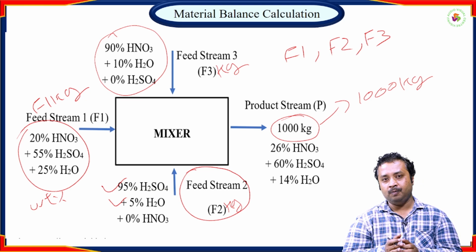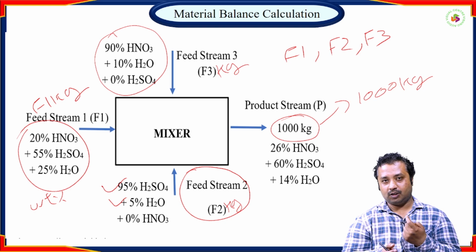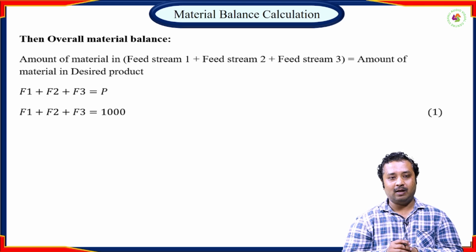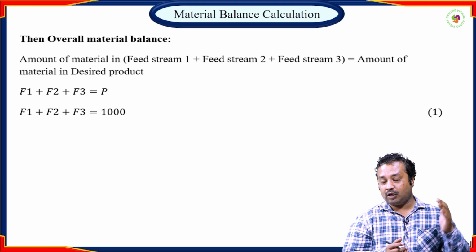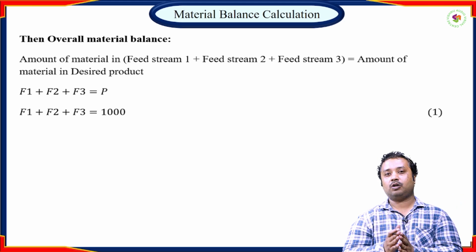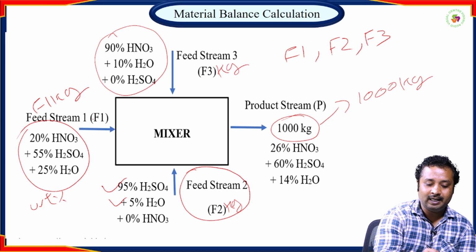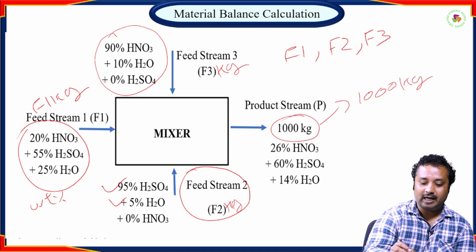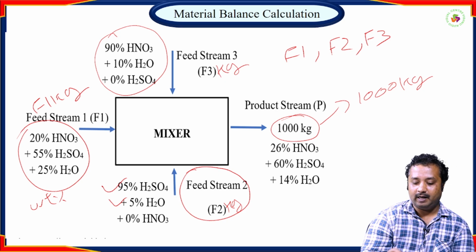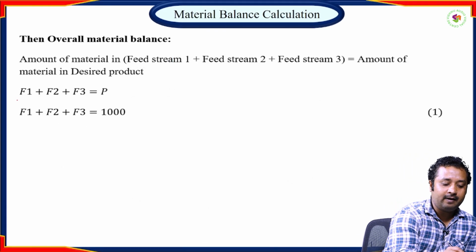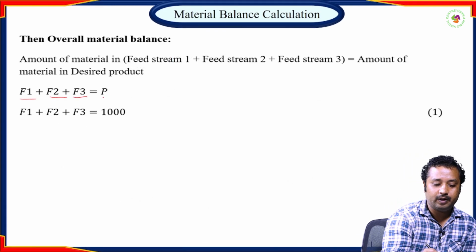So for that we need two approaches. One is overall material balance, another is component material balance. Let us do the first one, overall material balance. In overall material balance, we should consider that the total material input is equal to the total material output. From the question, F1, F2, and F3 are the total material in, and P is the total material going out. So according to overall material balance, F1 plus F2 plus F3 will be equal to P.